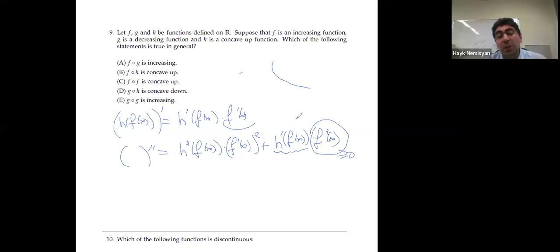So once again, because H prime(F) could be negative.